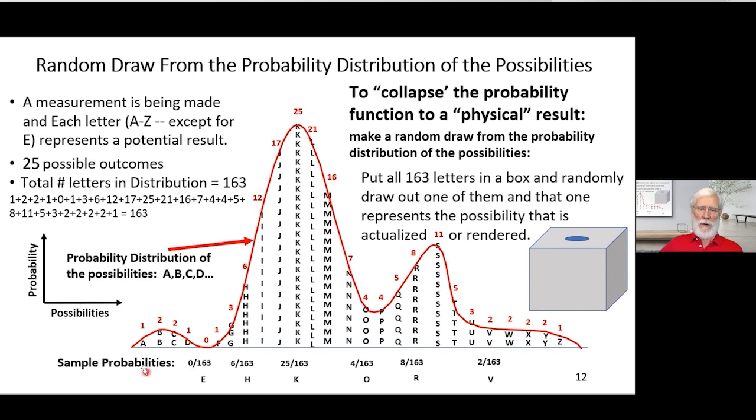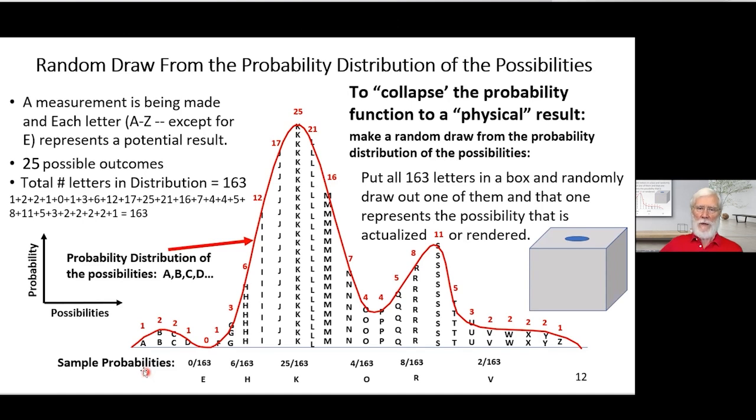So what we do is we put 1 A in the box off to the right. See that box with the hole in it? We put 1 A in there, but we put 25 Ks in there. And we put 21 Ls and 16 Ms and 6 Hs and 2 Xs and 2 Ys and 1 Z. And you see the pattern. So this distribution of the probabilities of the possibilities is how the rendering engine of our reality, of our virtual reality, decides what to do next.